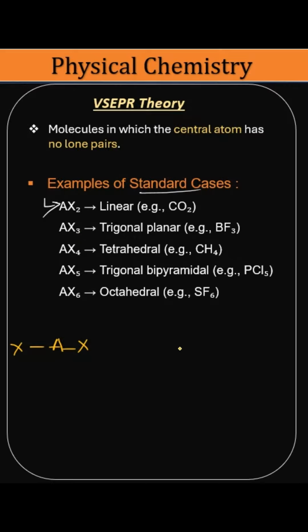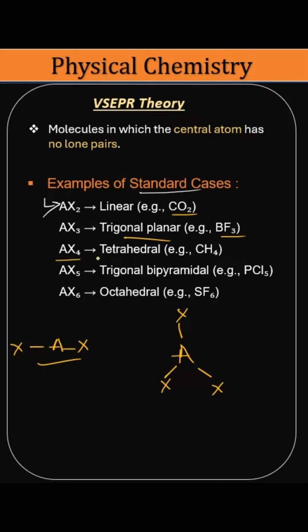And here, how can we draw the structure in order to minimize the repulsions? We can keep it like this, with a 120-degree angle, and here it is X, X, and X. It looks like a triangle, right? Trigonal planar. So this is the trigonal planar, and an example is BF3, and for the linear one, an example is CO2. And I'll tell you how you can write the structure of whatever molecule they give in a simple way. That we'll discuss in my next video.